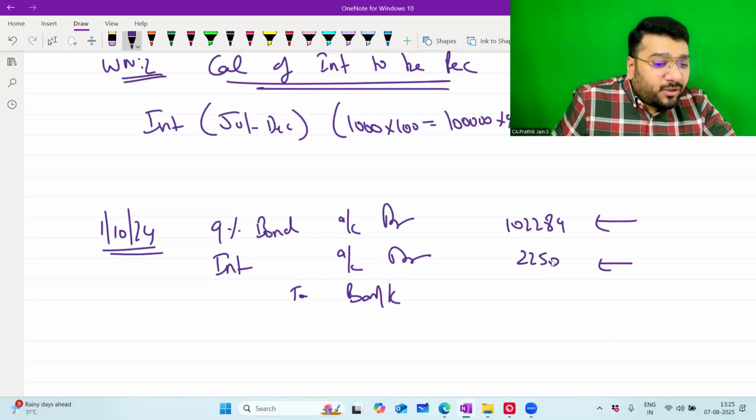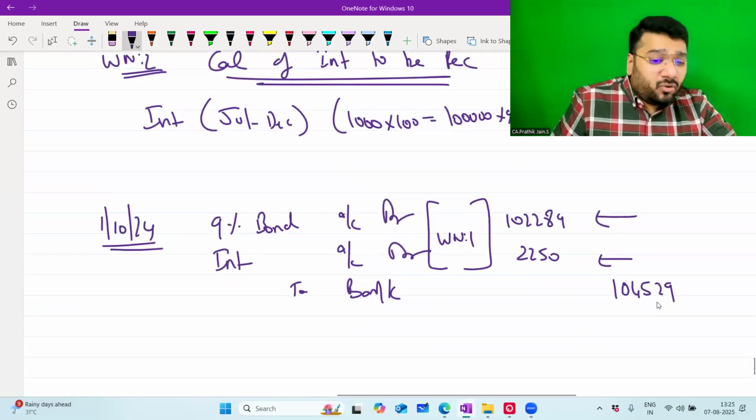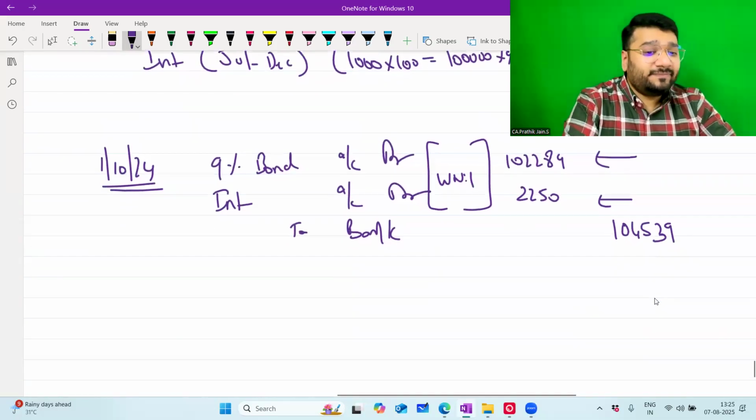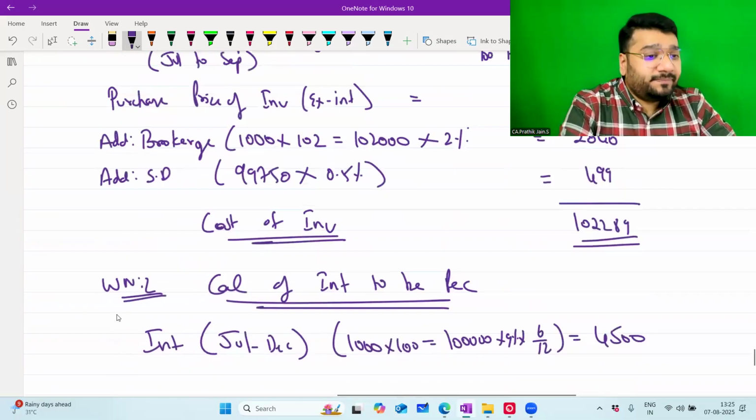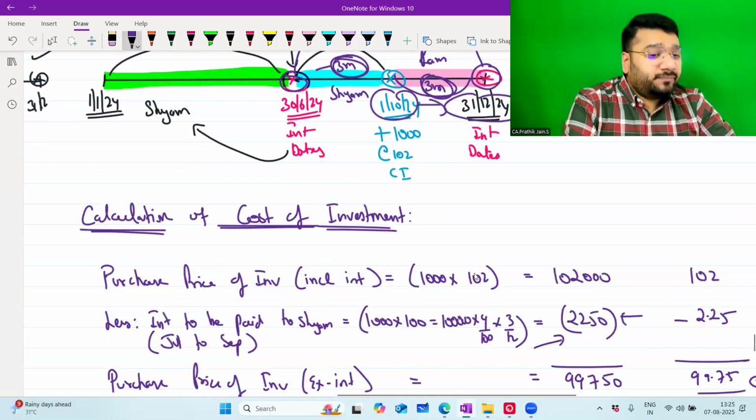Both are coming from working note number 1. How much is totally paid? 1,04,539. Very simple formula. Next is happening on what date? After 1/10, the next date is 31/12/24.